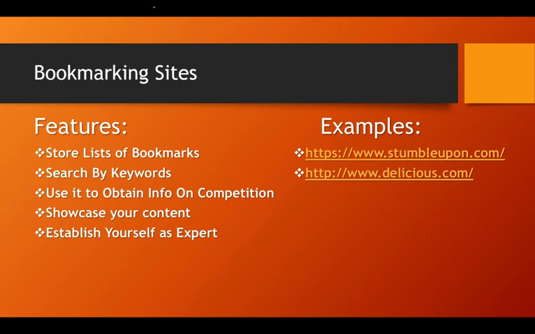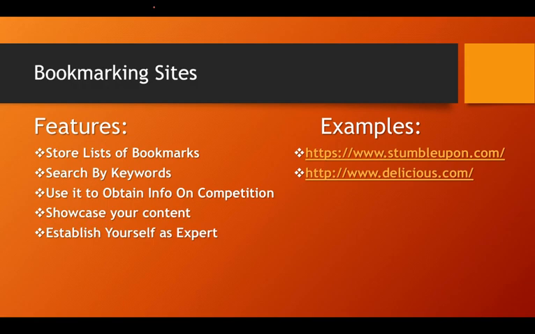But these features, essentially, they store a list of bookmarks. You can search these bookmarks by keywords. You can use the info to obtain information on your competition, believe it or not. A lot of times your competition will be marketing through social bookmarking sites. So it's a great way for you to pull what they're using to draw in business. And then, of course, you can showcase your content.